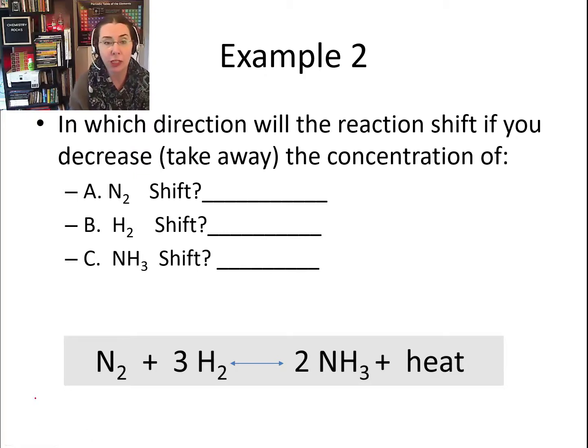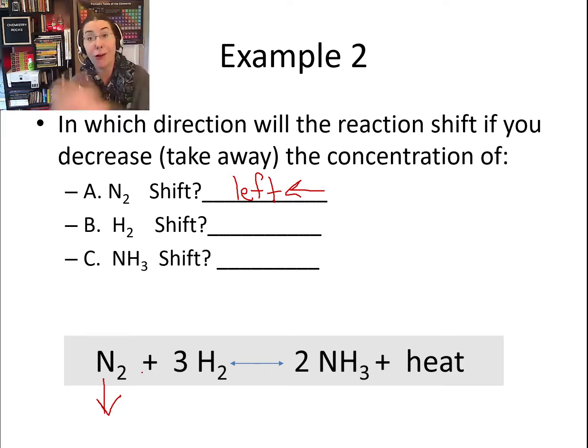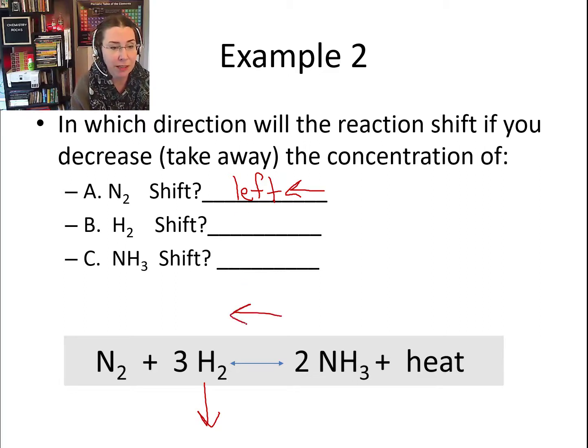So in example 2, which direction will this reaction shift if we decrease or take away the concentration of the following things? Alrighty, so you tell me what's going to happen to our system if we decrease the nitrogen. So if we decrease our nitrogen, when we take something away, we move towards it. So that means that we are going to move to the left because the system is going to want to replace the nitrogen that we just took away. All right. Now, what is going to happen if we decrease our hydrogen? So if we decrease our hydrogen, we are also going to shift to the left because the system is going to want to replace the hydrogen that we just took away.